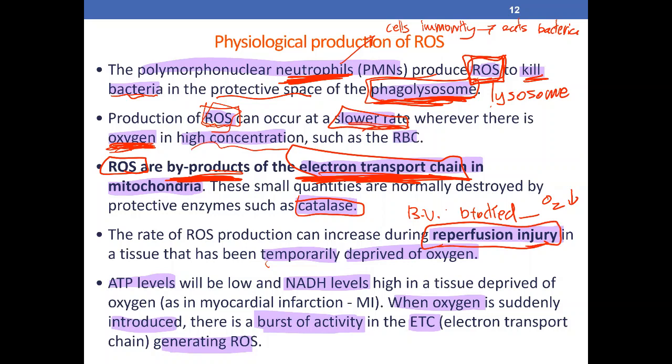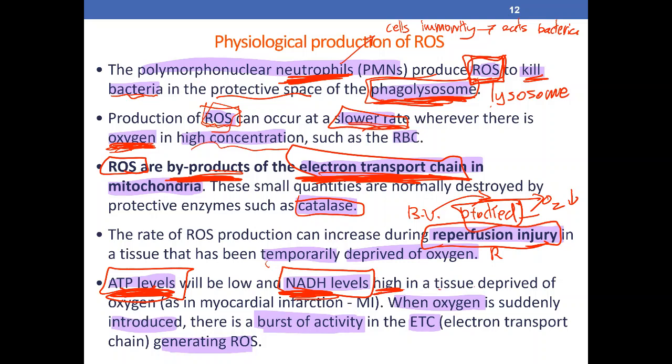Reperfusion means the blood comes back. So after the blood is blocked, for some reason it gets unblocked again and the blood comes back. When it goes back, what do we call it? It produces a lot of reactive oxygen species. Read this line over here. When there's no oxygen around, there'll be low levels of ATP and low levels of NADH. Remember, these are the energy currencies you form through aerobic respiration that you've been learning throughout the course.